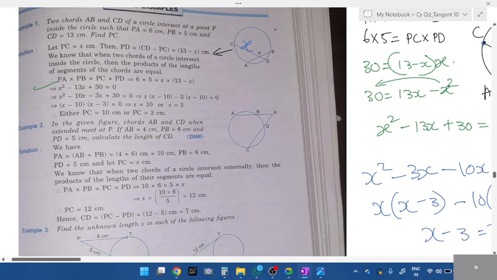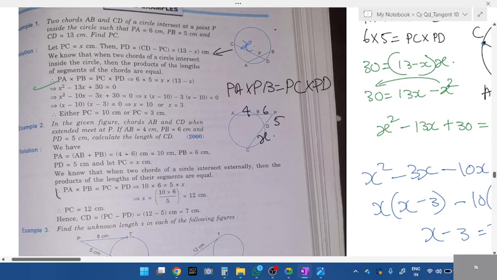What's the formula? Tell me the formula. PA into PB is equals to PC into PD. What are the values given? AB and CD when extended. AB is equals to 4. Okay, AB is 4. Then PB, how much is PB? PB is 6. PD is 5. Find the length of CD.